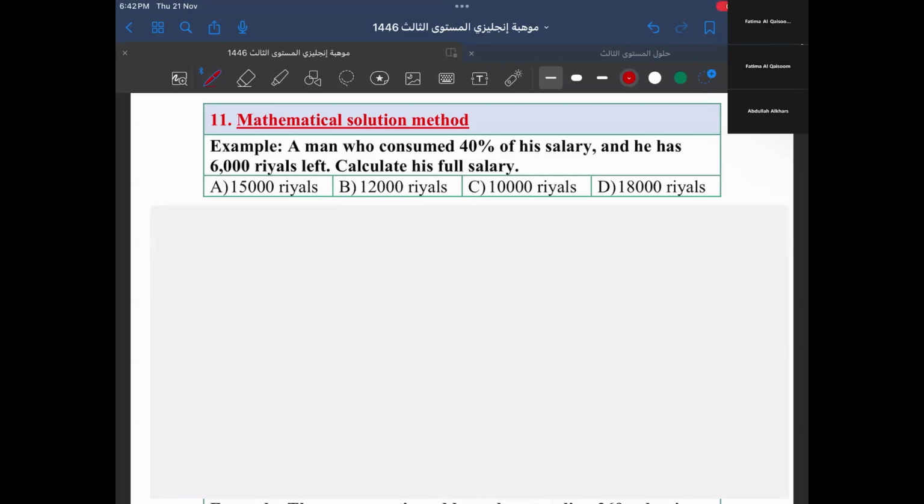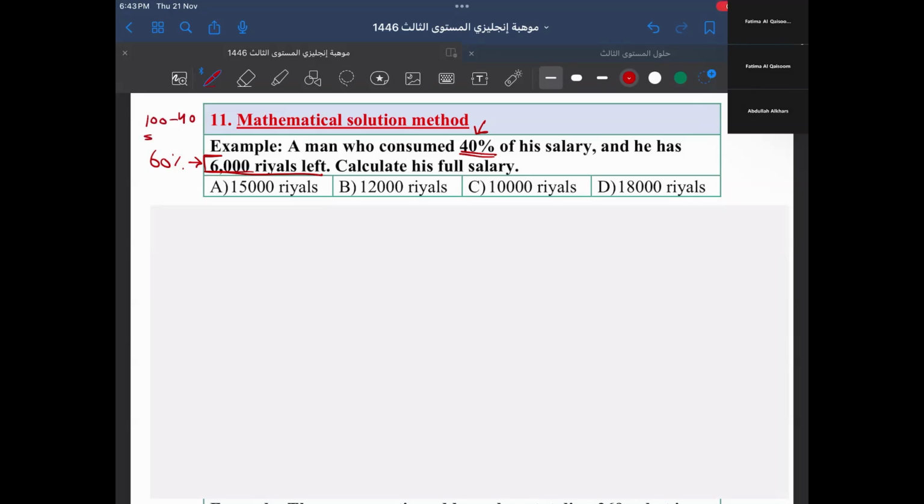So here we are back to the ratios. This man consumed 40% of his salary, 40 to 100. Now he has 6,000 riyals left. So this amount equals what ratio? It equals 60%. Excellent. Because he consumed 40% and this is what is left. So what is left is 100 minus 40.